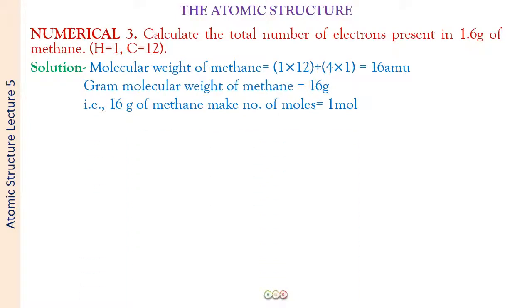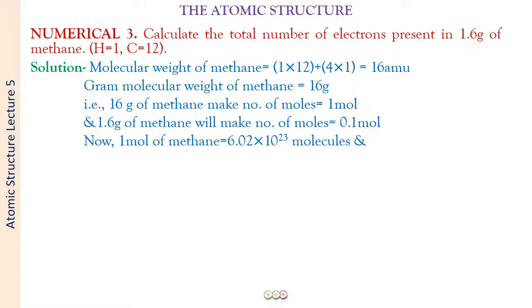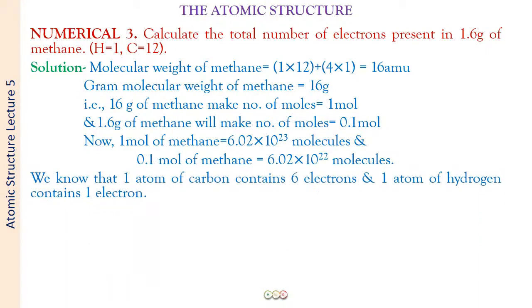Now 16 gram of methane makes how many moles? That is 1 mole. So 1.6 gram of methane will make how many moles? I think this is all very easy for you now. You have done the whole of the mole concept. So this is 0.1 moles. And 1 mole of methane is how many molecules? 6.02 into 10 power 23 molecules. And 0.1 mole of methane is going to be 6.02 into 10 power 22 molecules.